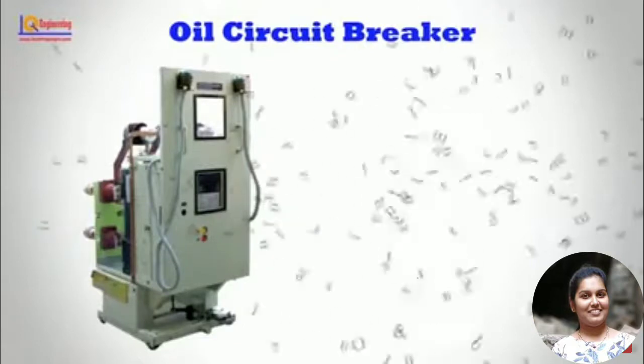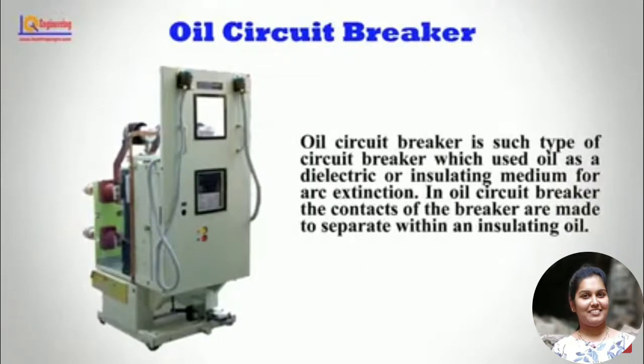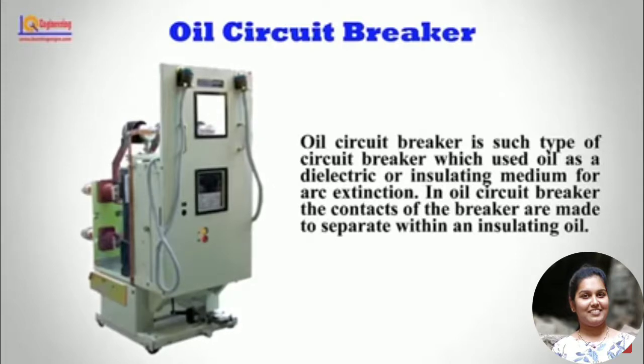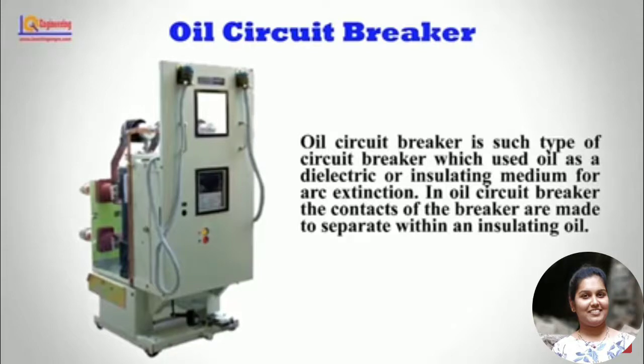Oil circuit breaker. Oil circuit breaker is such type of circuit breaker which uses oil as a dielectric or insulating medium for arc extinction. In oil circuit breaker, the contacts of the breaker are made to separate within an insulating oil.